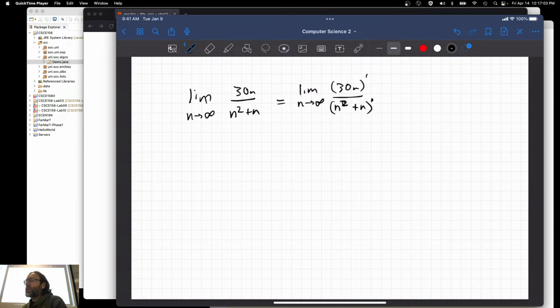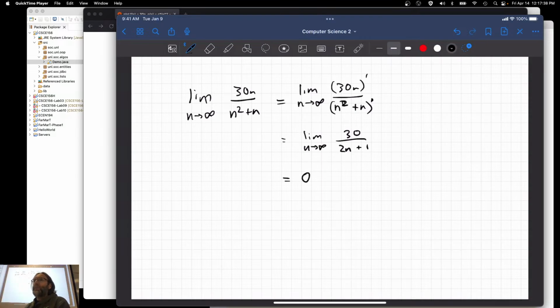You take the first derivative on the top, first derivative on the bottom. What do you get? What's the first derivative on the top? 30. Bottom? The derivative of the sum of two functions is the sum of the derivatives. So 2n plus 1. Now you're in obvious land. Monotone increasing function on the bottom, constant function on top. I do not require an epsilon delta proof here. You can go ahead and say 0.